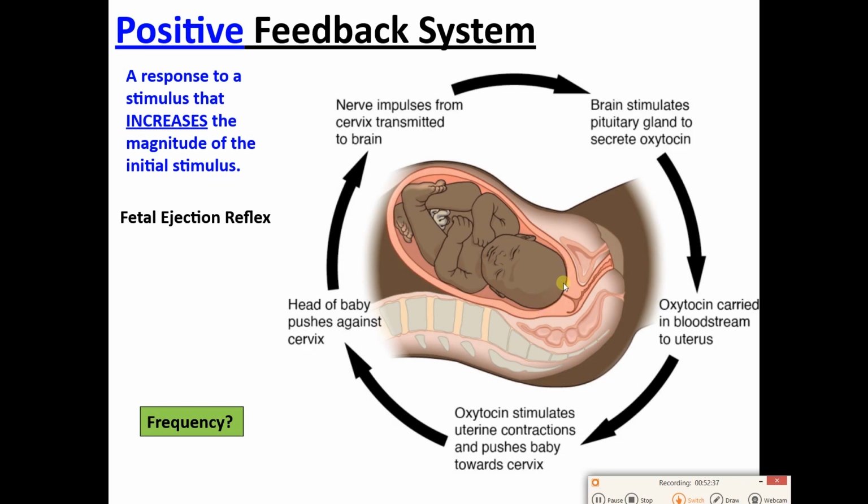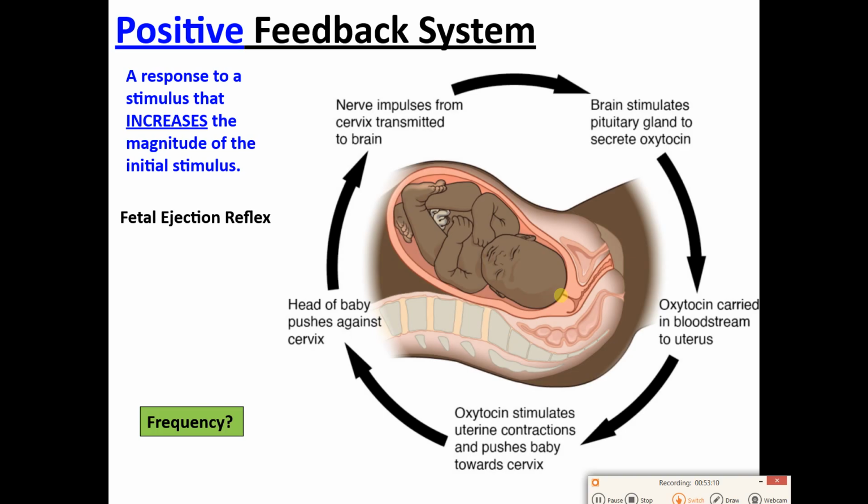Cervical stretch. Signals go to the brain. Brain gets the pituitary gland to release a hormone called oxytocin, carried in the blood to the uterus. Oxytocin tells the muscle in the uterus to squeeze, which pushes the baby's head onto the cervix even more, causing cervical stretch to increase.